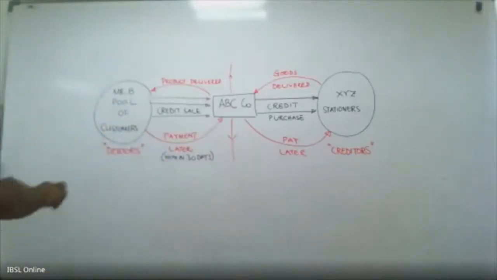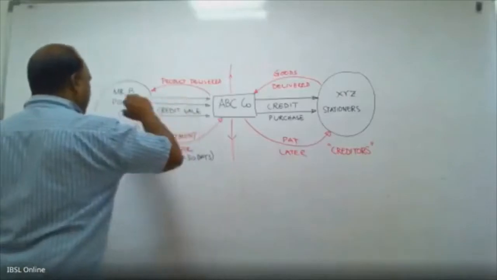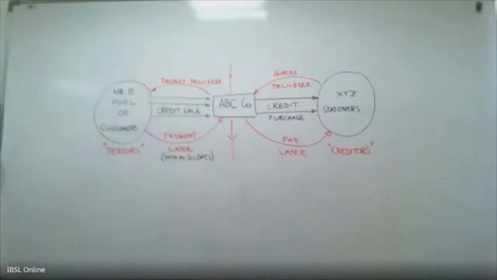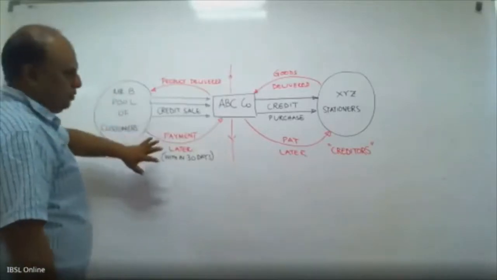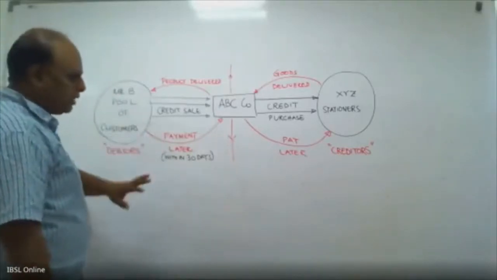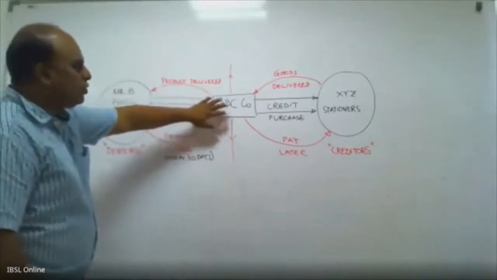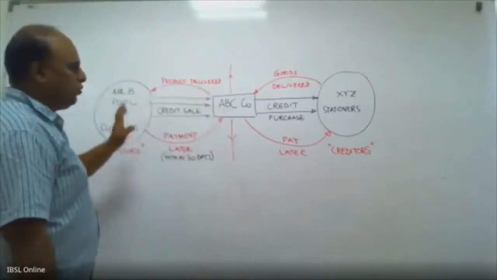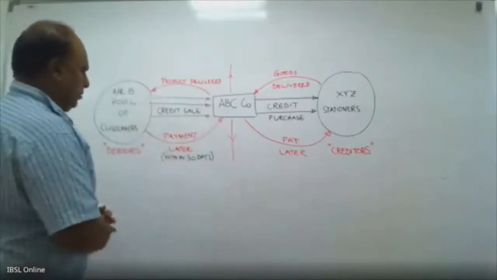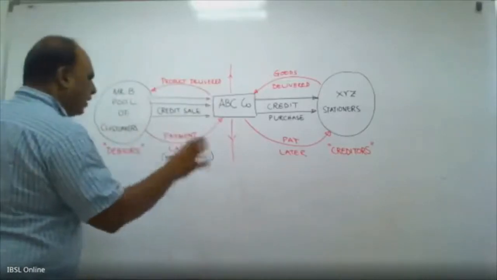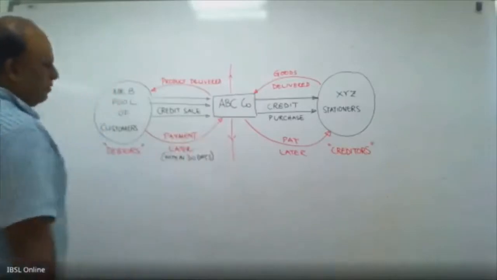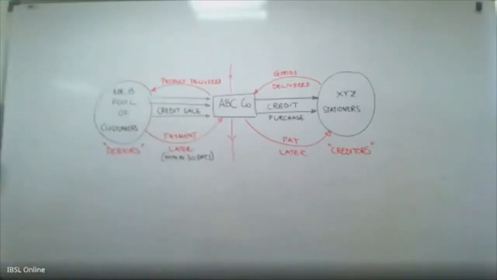Now, when that happens, this becomes a credit sale. Now this credit sale has to be recorded, right? Just like the cash transaction, this also needs to be recorded because ABC company has sold goods. So for that there has to be a record. Now that record, we will record it in the books of prime entry. Books of prime entry, I will explain that later.